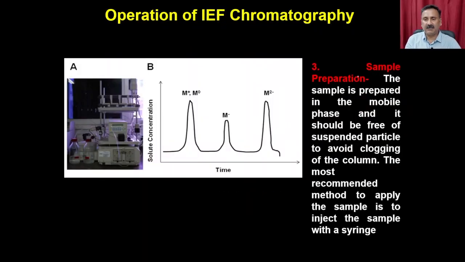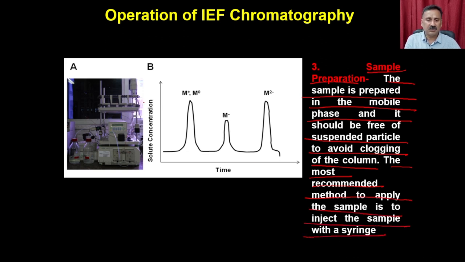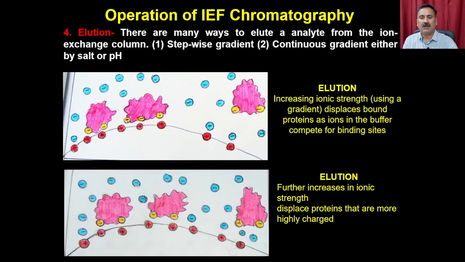In the third step, you are going to prepare the sample. The sample is prepared in the mobile phase, and it should be free of suspended particles to avoid clogging of the column. The most recommended method to apply the sample is to inject the sample with a syringe. So this is the protein purification system, and you can use a syringe to inject the sample onto the column. Then in step four, you are going to do the elution.